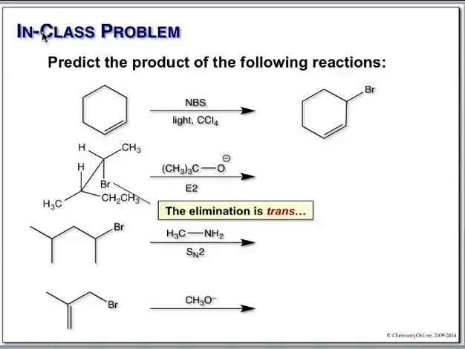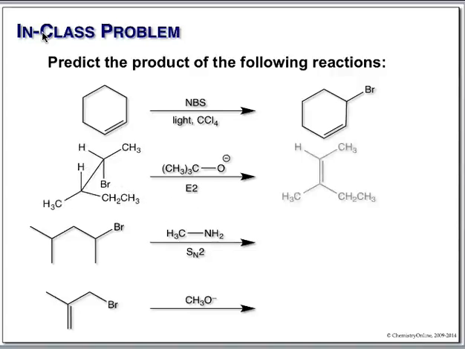As you look at this in the sawhorse projection, you can easily see that the 2 methyl groups are on opposite sides. Therefore, the product that we would get would look like this with our 2 methyls trans. Now, our true stereochemistry here is this, because it's along the chain. So this is going to be cis, so it's Z stereochemistry.